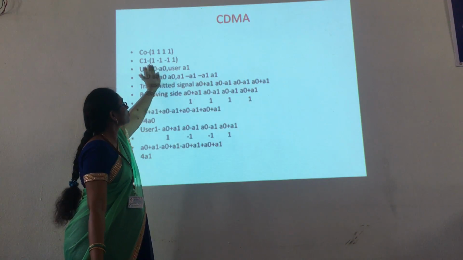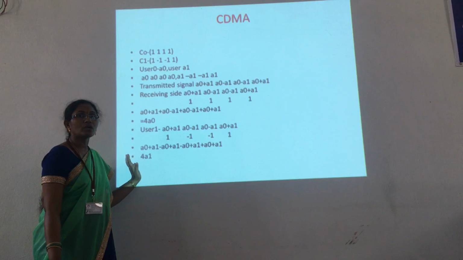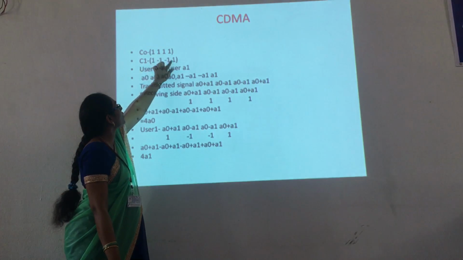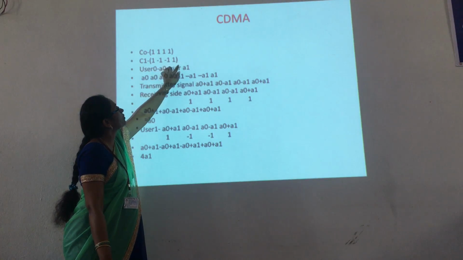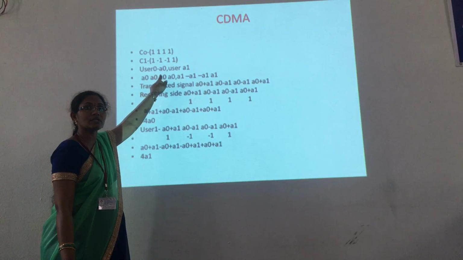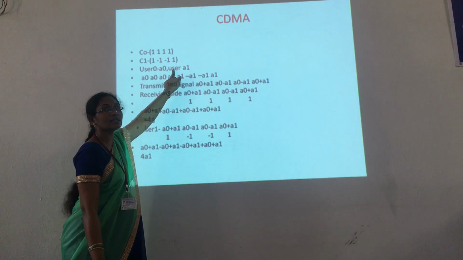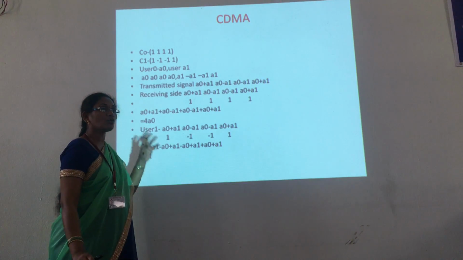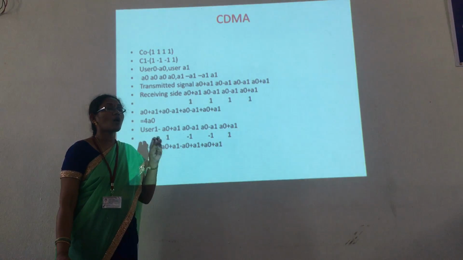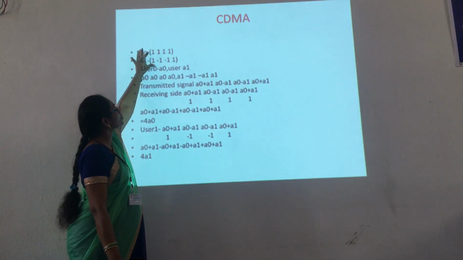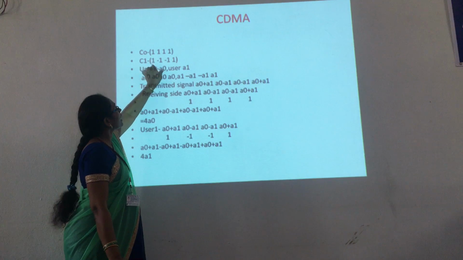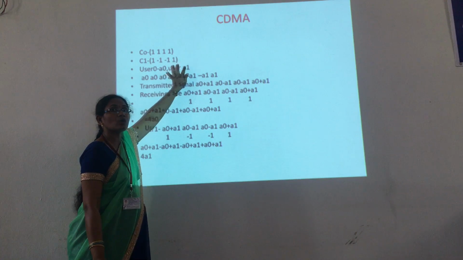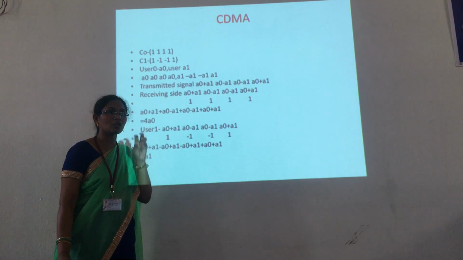Next, this is one example of code division multiple access. This is the code that we have used: C0 is 1, 1, 1, 1, and C1 is 1, -1, -1, 1. User 0 is transmitting symbol A0 and user 1 is transmitting A1, using CDMA with different codes which are orthogonal to each other. Multiplying these two codes and adding, we get 1, -1, -1 and 1, so the resultant is 0. That indicates the codes have the orthogonality property.